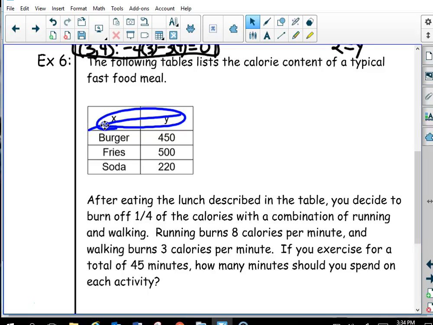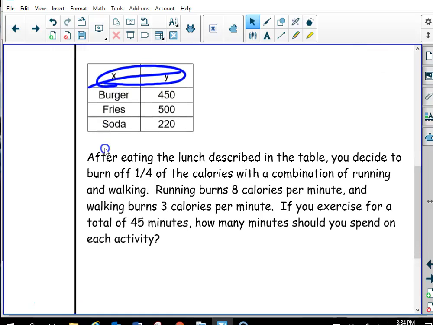It becomes obvious after you read this, but this is a complicated problem, and I think making complicated problems distracting shouldn't be done. So after eating the lunch described in the table, you decide to burn off a quarter of the calories with a combination of running and walking. Running burns 8 calories per minute, and walking burns 3 calories per minute. If you exercise for a total of 45 minutes, how many minutes should you spend on each activity?